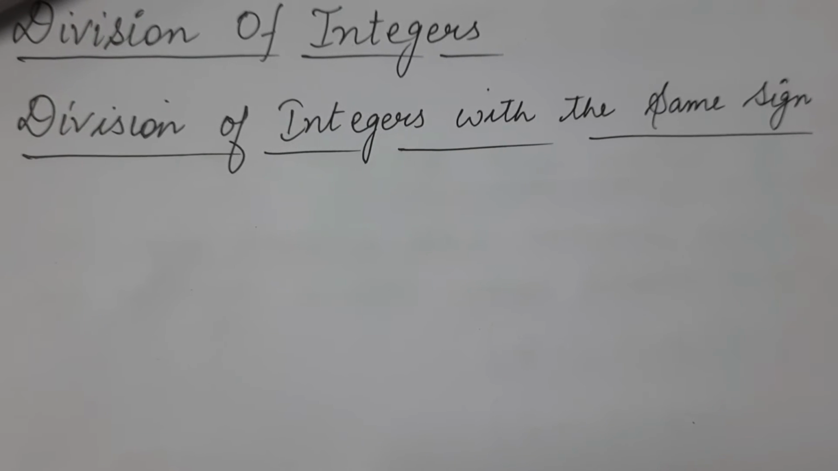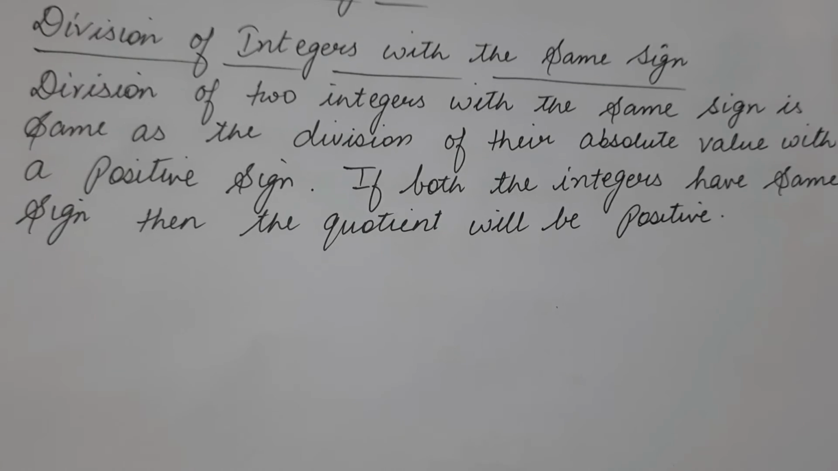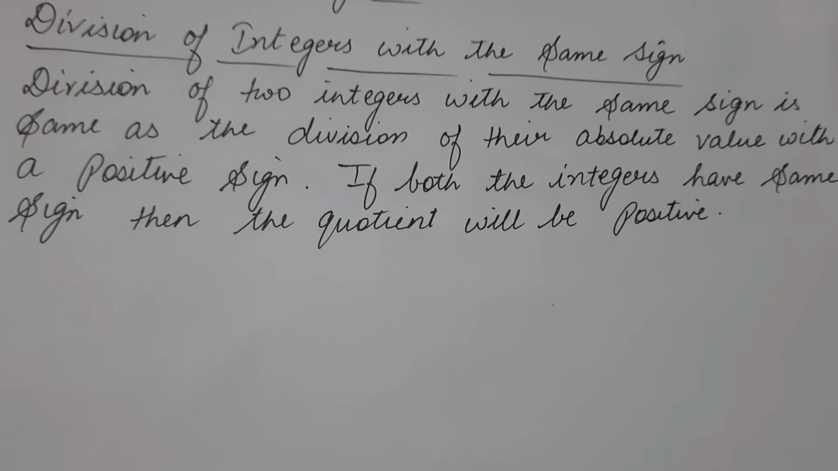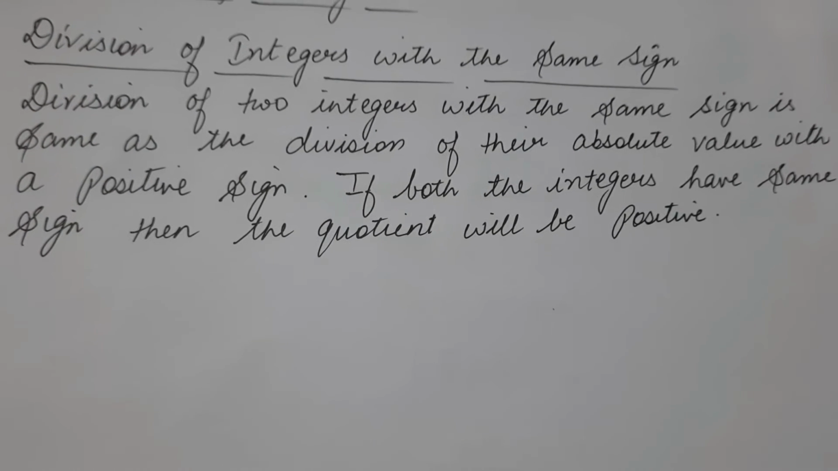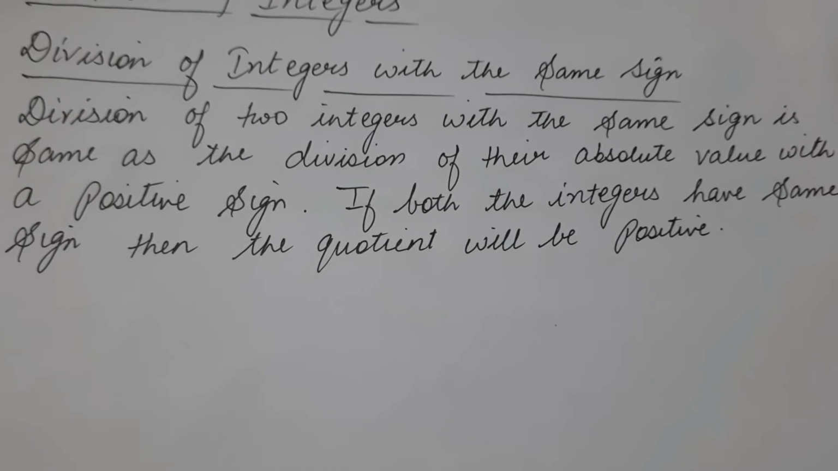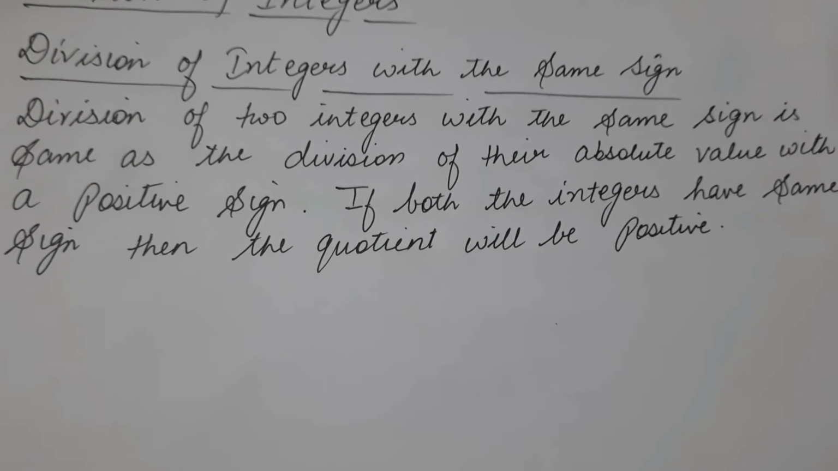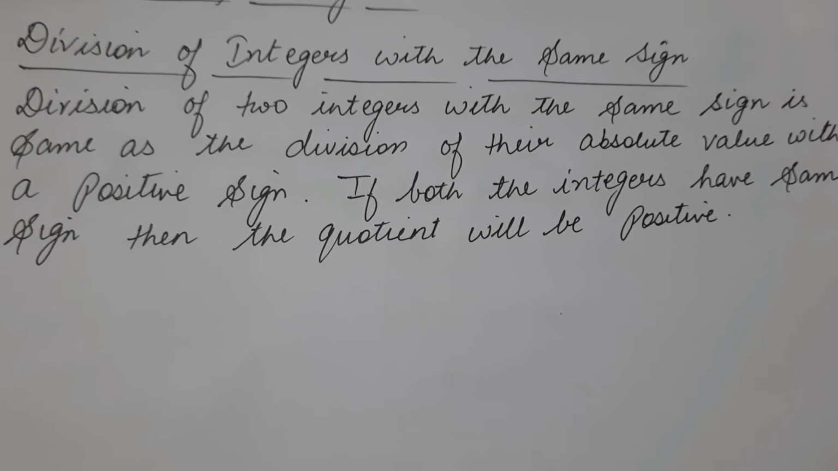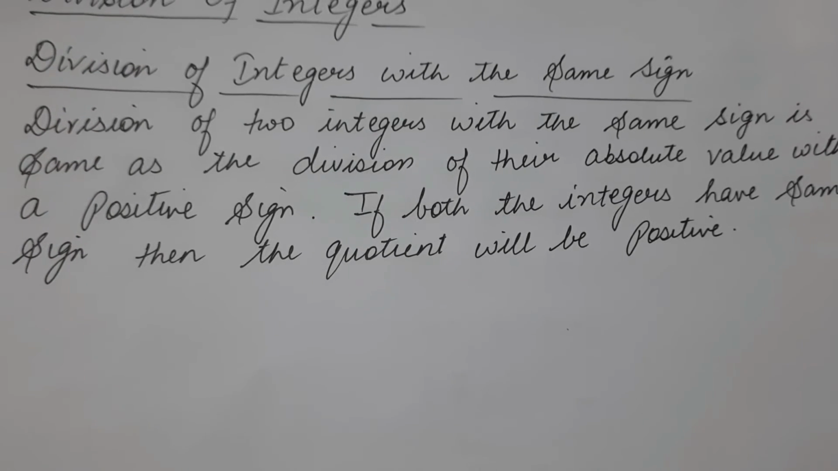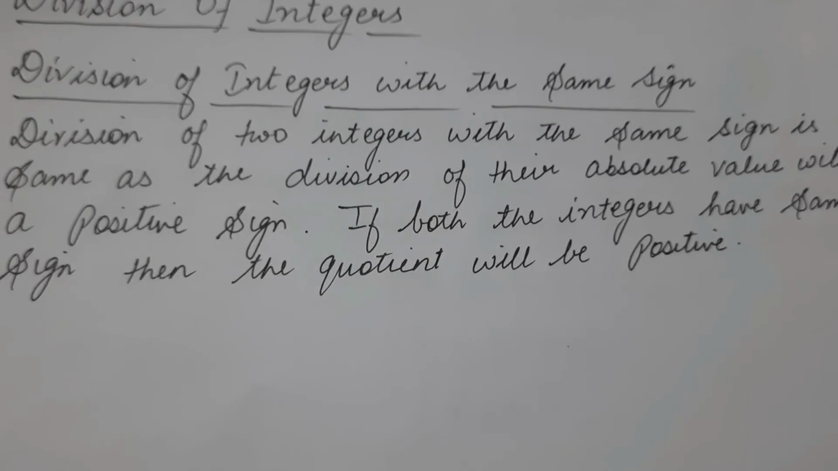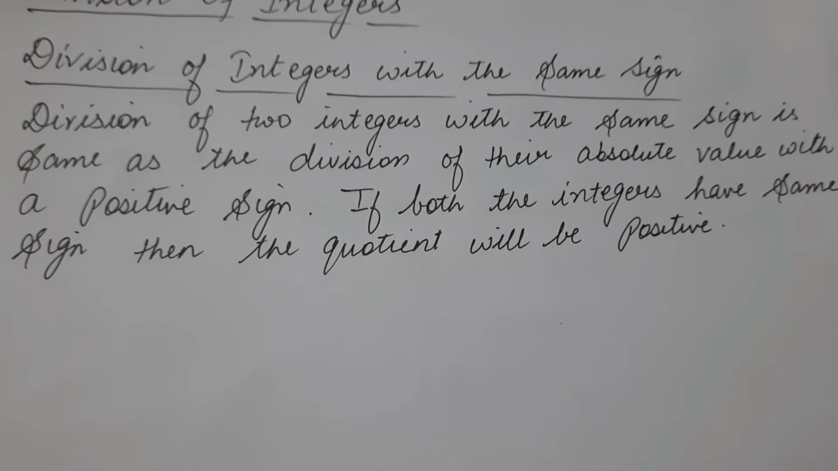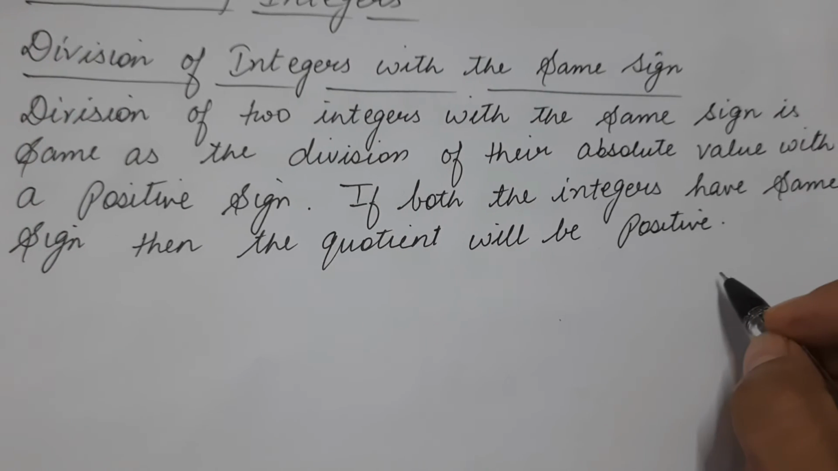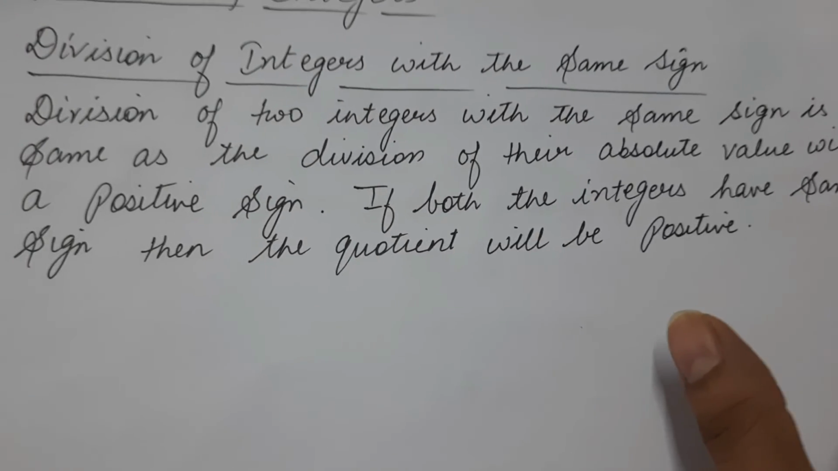First is division of integers with the same sign. See, division of two integers with the same sign is the same as the division of their absolute values, but the sign will be positive if both the integers have the same sign, whether positive or negative. And if both the integers have the same sign, the quotient will be positive. I will explain with an example.